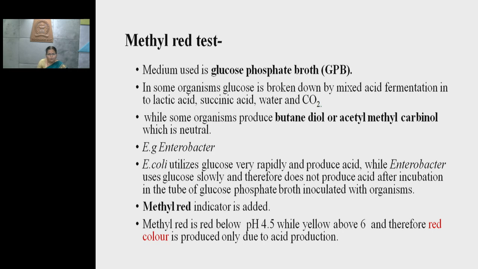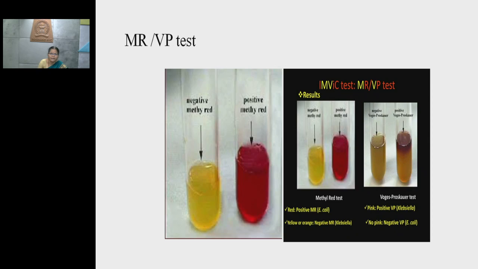So in this particular test, for detection of acid production like lactic acid and succinic acid, the methyl red indicator is used, which is a pH indicator. Methyl red is red below pH 4.5, while it is yellow above pH 6, and therefore red color is produced only due to acid production. So by adding the methyl red indicator, we can check the production of acid, that is the formation of red color, and test whether the organism is E. coli. The methyl red test is positive if the red color is developed after addition of the methyl red indicator.